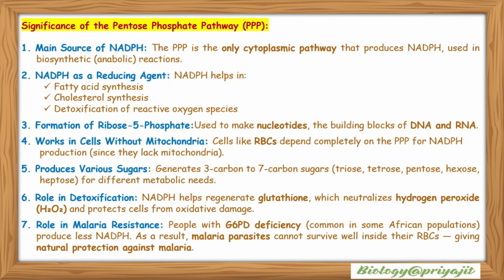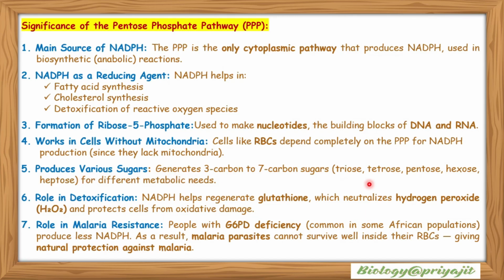It works in cells without mitochondria. Cells like RBCs depend completely on the pentose phosphate pathway for NADPH production since they lack mitochondria. It produces various sugars. It generates 3-carbon to 7-carbon sugars like triose, tetrose, pentose, hexose and heptose for different metabolic needs. Role in detoxification.